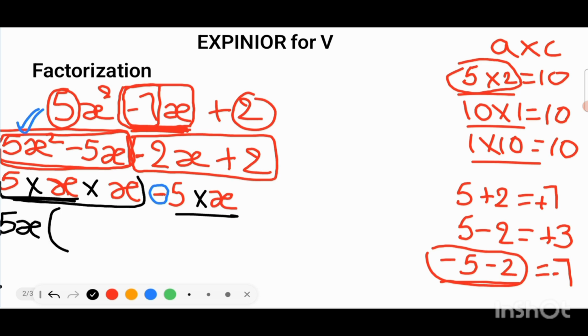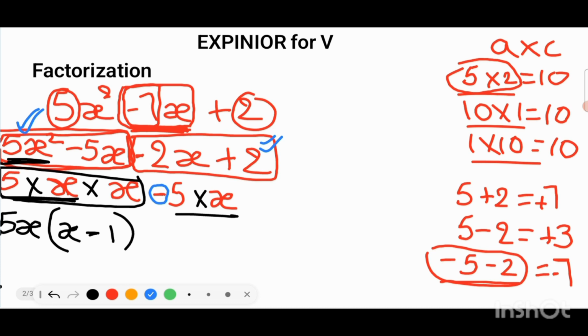So first, to get 5x square, what do we do? 5x into x is 5x square. After that we have minus 5x into 1, which is minus 5x. Got my point? Now it's done. Now we are done with group 1. Now we'll go into group 2.